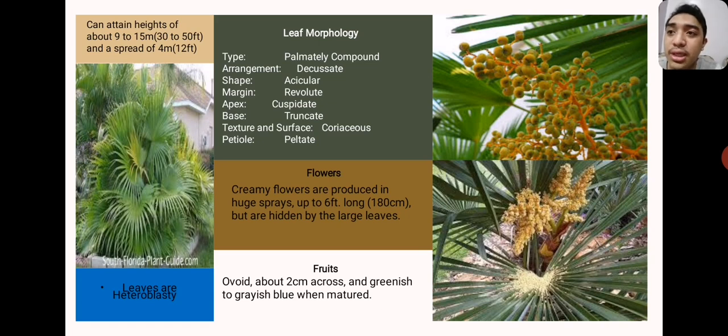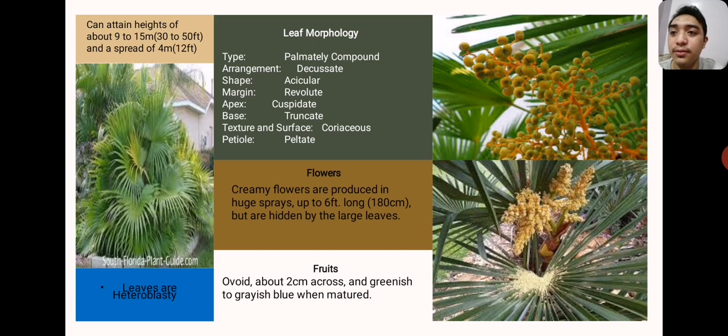Leaf morphology: type palmate compound, arrangement decussate, shape acicular, margin revolute, apex cuspidate, base truncate, texture and surface coriaceous, petiole peltate.